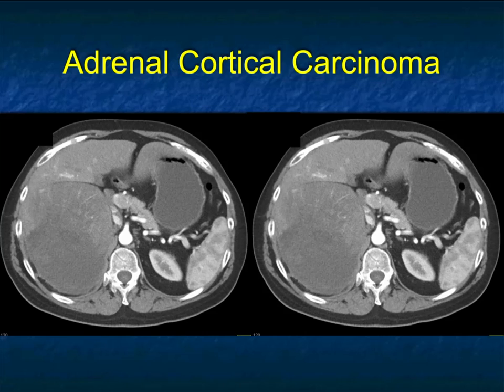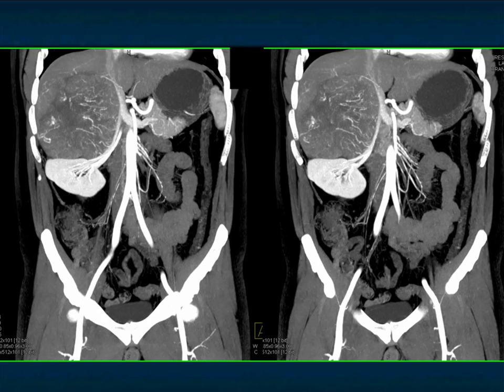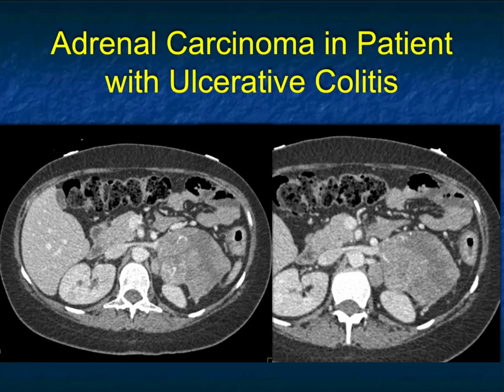I'll finish up just making the point. That case on the left looks like the case on the right. But this is a large mass. CT angiography nicely shows you the neovascularity. Again, in looking at adrenal lesions, when I start seeing this neovascularity, to me it means I'm dealing with a primary adrenal cortical carcinoma, which this was.